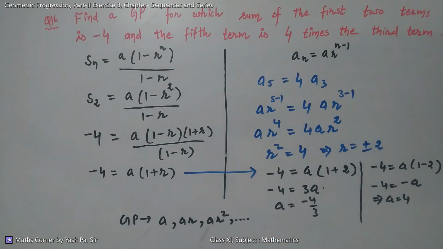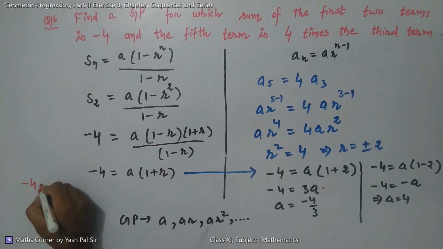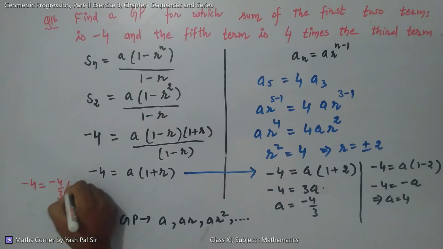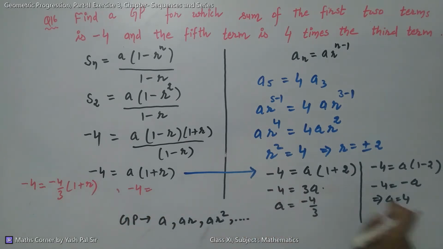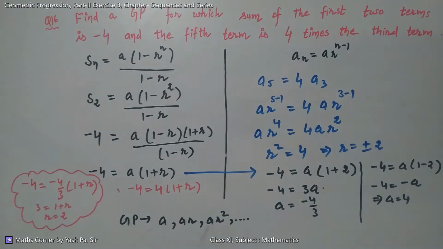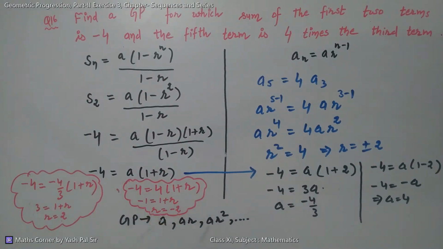Substituting these values now, again substituting the values of a. First of all, -4 is equal to, the value of a is -4 upon 3, into 1 plus r. Second time we take -4 is equal to, the value of a is 4, into 1 plus r. In the first case, solving this, we get the value of r equal to 2, and in the second part we get r equal to minus 2.